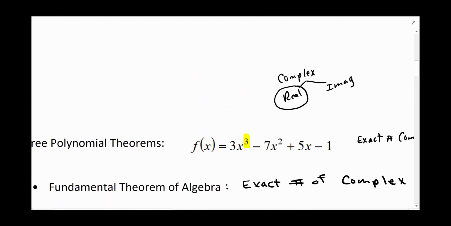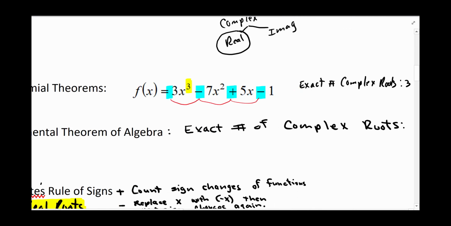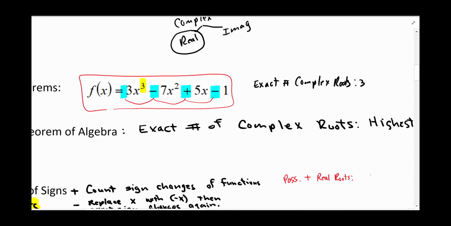So let's do this one up here. There's a positive number right there, a negative, a positive, a negative. And if we count the sign changes, from positive to negative, that's one sign change. From negative to positive, that's another sign change. From positive to negative, that will be another sign change. So for the possible positive real roots for this function right here, there's a possibility of 3.